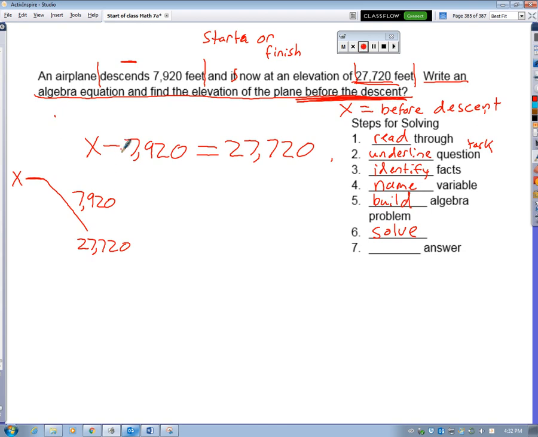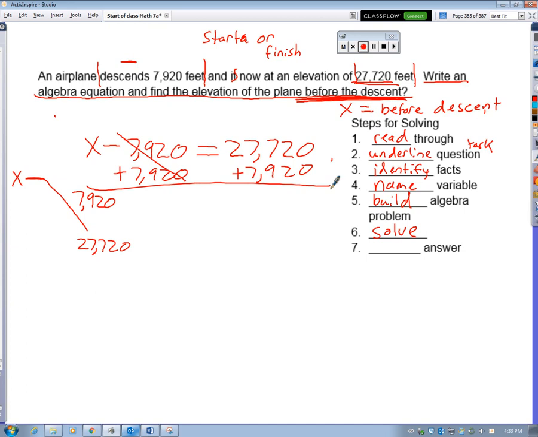What's the opposite of subtracting 7,920? That would be adding 7,920. Okay? Now we can cancel that number out. It's all about trying to cancel the number over here with the variable. Now we have to do the same thing. We have to add 7,920 over here on this side.